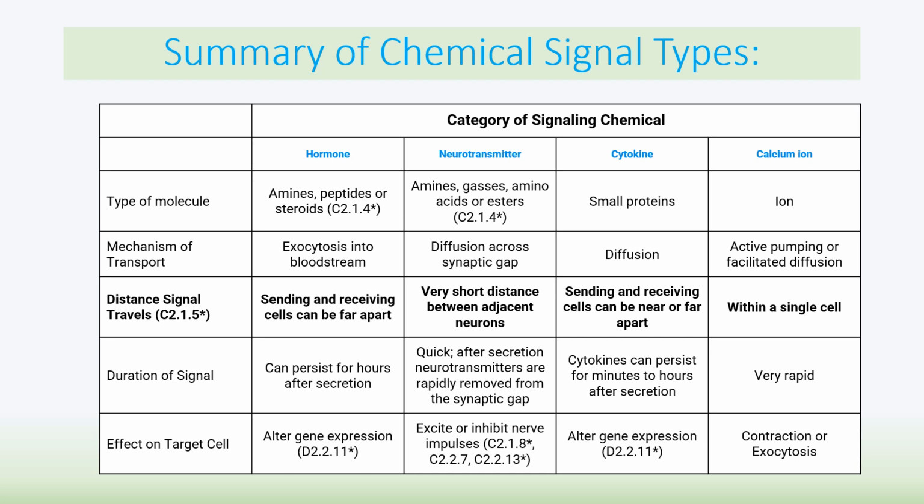So you need to be familiar with different chemical signals that are available, and we'll be talking about these in different videos in more length. So the neurotransmitters obviously links to nerves, cytokines often links to immune response, calcium ions are used within muscles and within the synapse, and hormones is what we're going to focus on today.